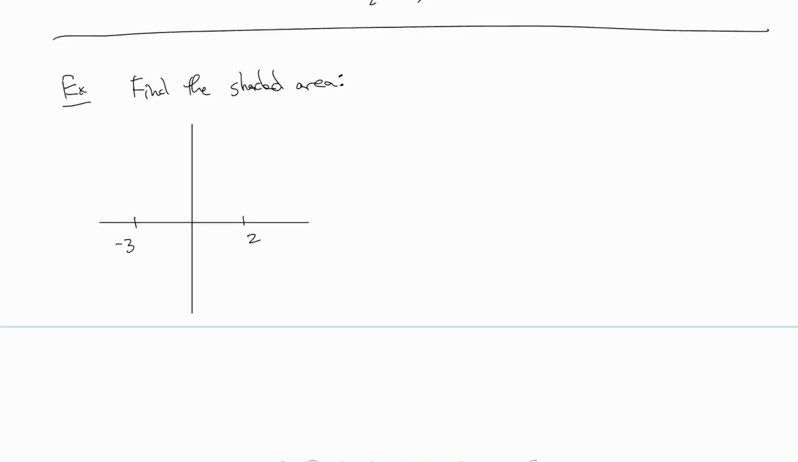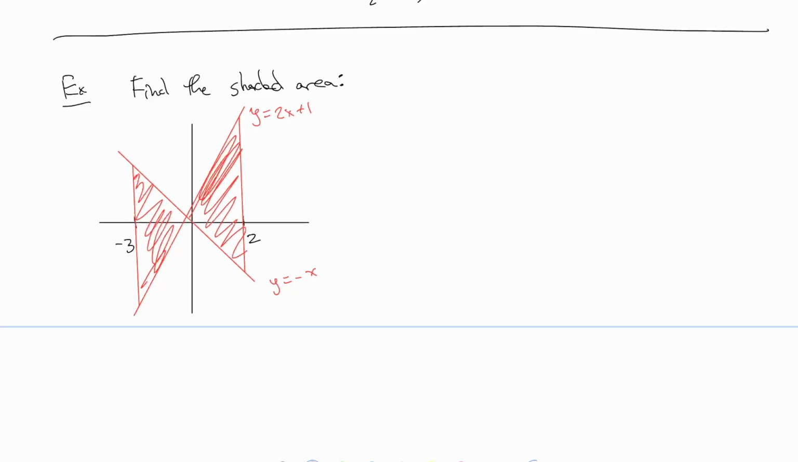I have this here. This is y equals minus x, and then I also have this here. y equals 2x plus 1, and I want you to find the shaded area, like so. This and this. All right? That shaded area. This is your job. This bow tie type shape. All right?